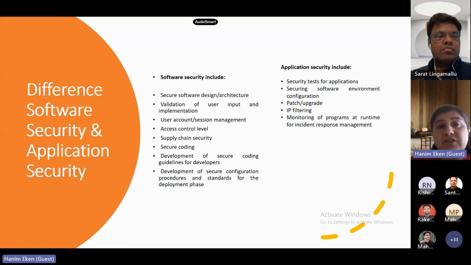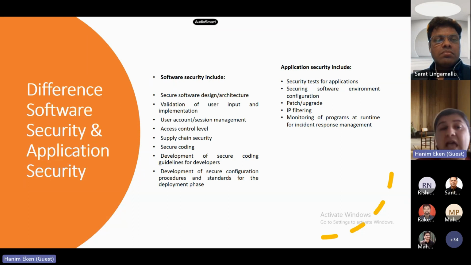Software security and application security are not the same. People generally use them interchangeably, but application security is a subset of software security. Software security covers application security. Software security generally includes, first of all, secure software design and architecture. It is very popular in recent years. Why?